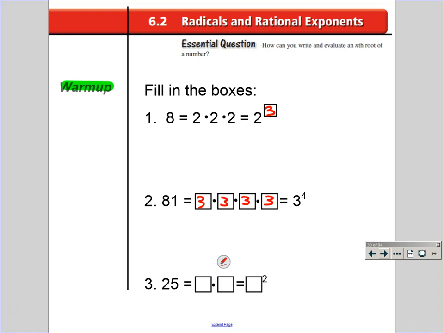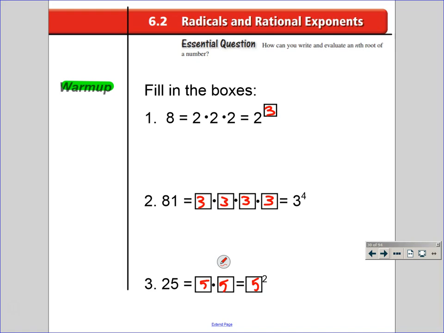But in section 6.2, we're going to see radicals, or roots, that aren't just looking for pairs. Maybe they're looking for sets of 4. If they're looking for sets of 4, 9 wouldn't be the answer. 3 would be. What's 25? 9 times 5. AKA, who's squared? 5. Okay.